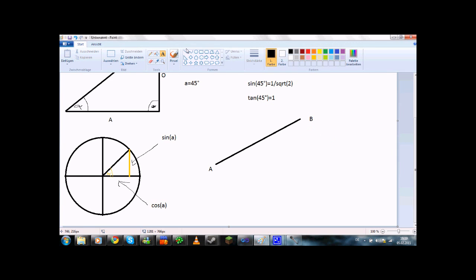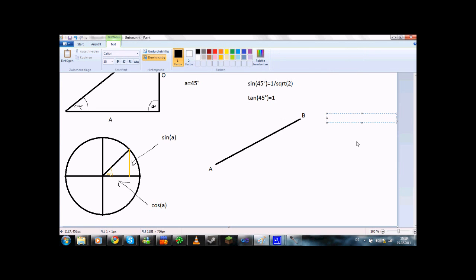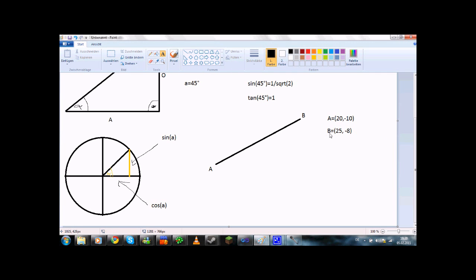And let's say you're making an RTS or something. All right, so we want to go from point A to point B, and let's say for the purpose of this video, A is 20, minus 10, and let's say B is a bit more on the right, so let's say it's 25 and it's a bit up, so we can say it's 25, minus 8, and because of that we can figure out how we point from here to there.